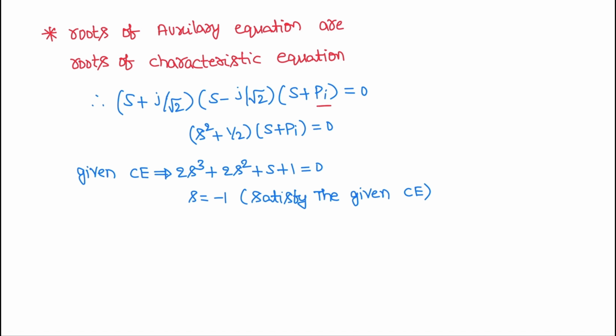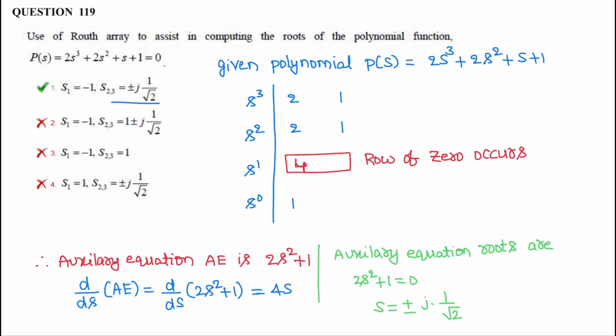So on solving, we will get p is minus 1. Only the value of p equal to minus 1 satisfies the given characteristic equation. Therefore the roots of given polynomial are minus 1, plus or minus j 1 by root 2. So here option 1, option 4 have plus or minus j 1 by root 2. Then we need to find the third root, whether it is minus 1 or plus 1. It is minus 1, so option 4 is not a correct answer.